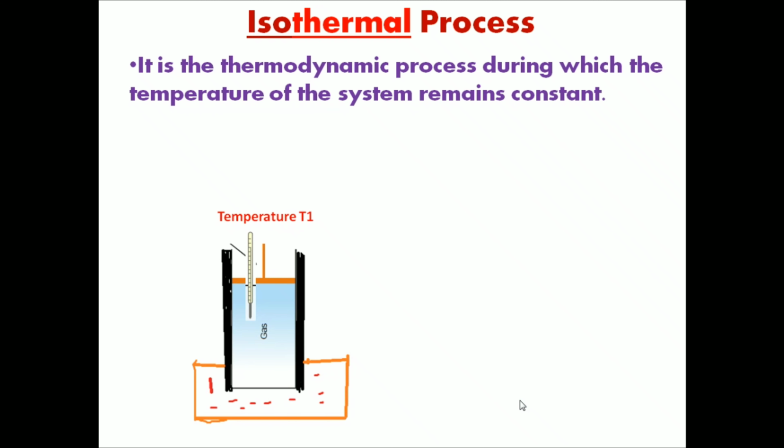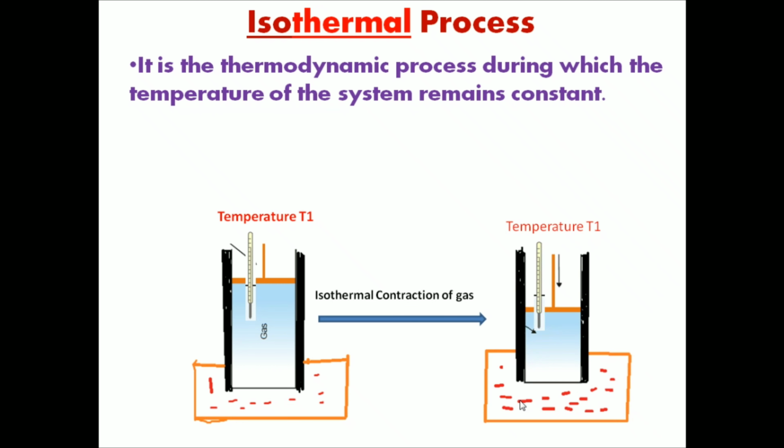Consider the system which is at temperature T1. We carry out the isothermal contraction of the gas, means we carry out contraction of the gas but at isothermal condition. That means the temperature of the system should not change. If it is T1 before the contraction, then after contraction it should be T1. But how is it possible? Because contraction of gas is an exothermic process. Heat is liberated during the process.